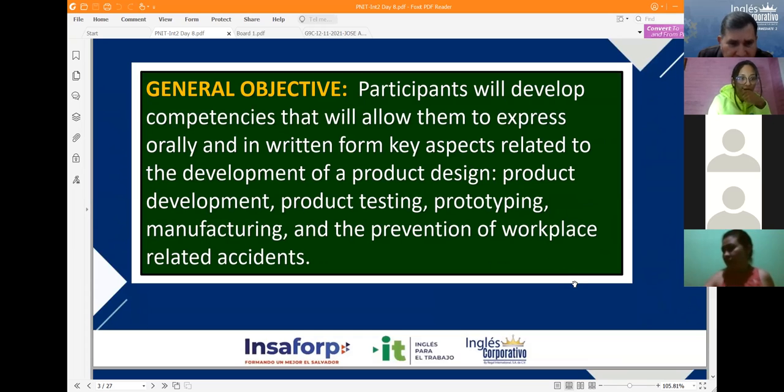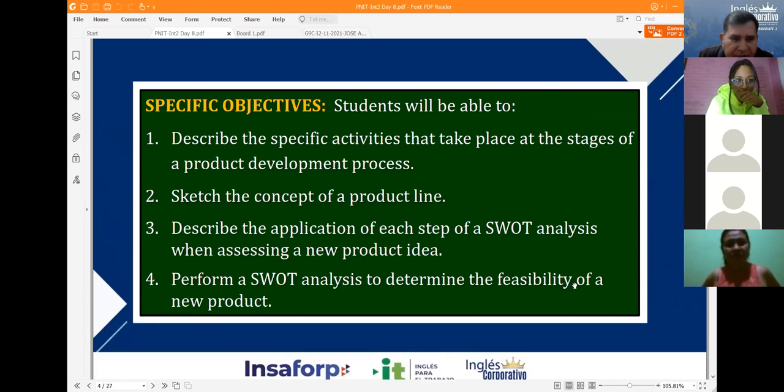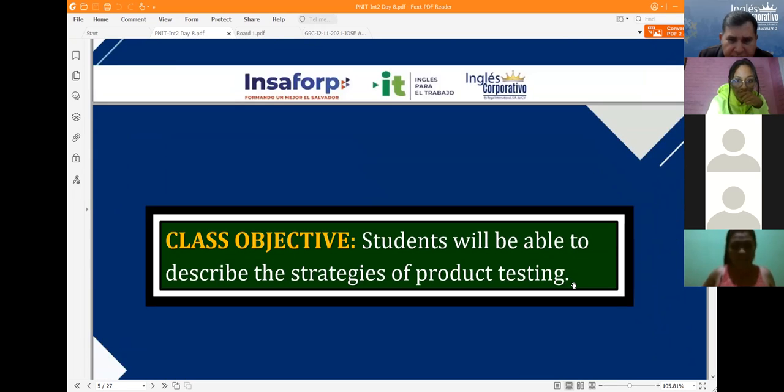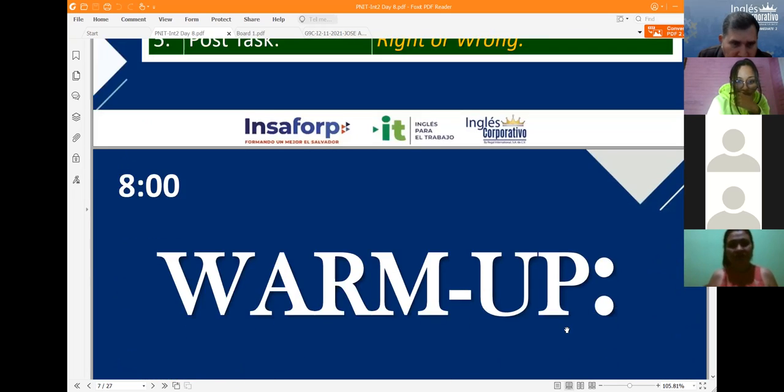This is the general objective. Specifically, in tonight's objective. And this is the agenda for tonight. We're going to begin working on word order, vocabulary to describe a product, to analyze another product, and we're going to decide if the sentences are right or wrong.